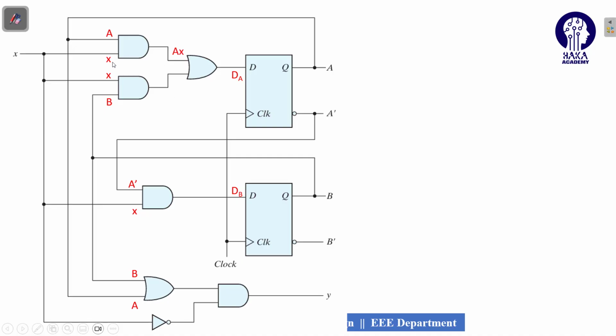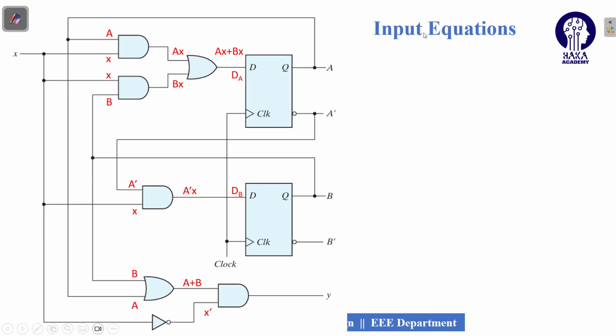Now here AX is AND and BX also is AND. Here A prime X, here we have A or B, and X will be inverted and comes here. Now you can see that we can find the DA, DB, and also Y. How? The output of the OR gate is AX or BX.